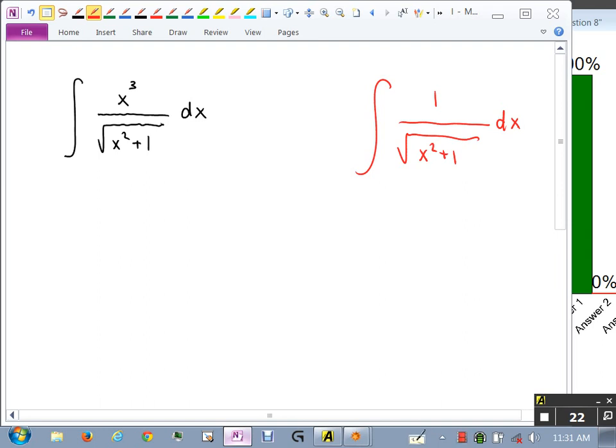Okay. But I don't have this, do I? I have an x cubed on top. I can't just do this. I cannot say that's x cubed. This is a big, big no-no. You cannot just make this two separate integrals like this. Sorry, I should put a dx here, times. You cannot do that, all right?